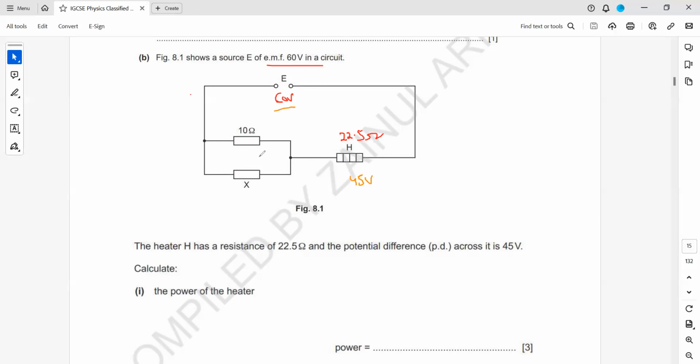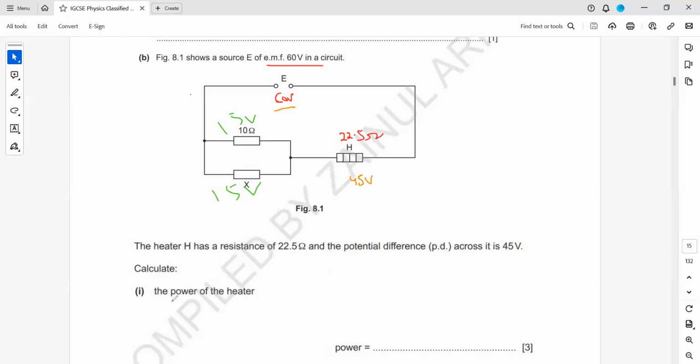How much is this? Because the total is 60, it is 15. And what is the voltage across the 10 ohm? That's also 15 because they are in parallel. When two are in parallel, they will receive the same voltage.